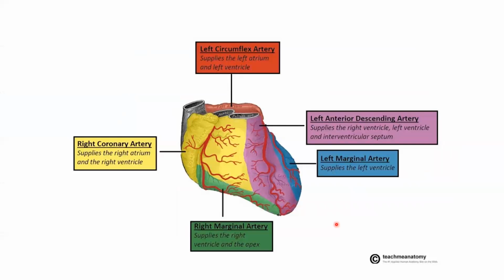This is the diagram showing the area of supply of each of the major coronary arteries. Left anterior descending is here, supplying the right and the left ventricle, and also the interventricular septum. The left marginal artery supplies the left ventricle. The right coronary artery supplies the right atrium and the right ventricle. The right marginal artery supplies the right ventricle up until the apex. And the left circumflex artery supplies the left atrium and the left ventricle.